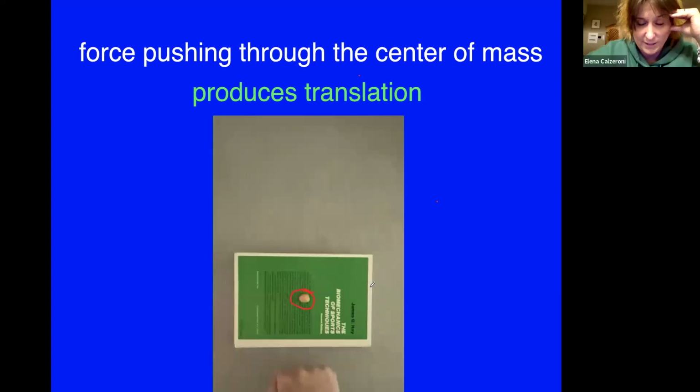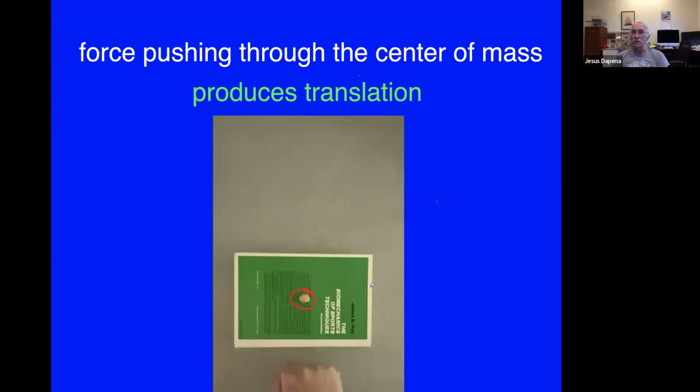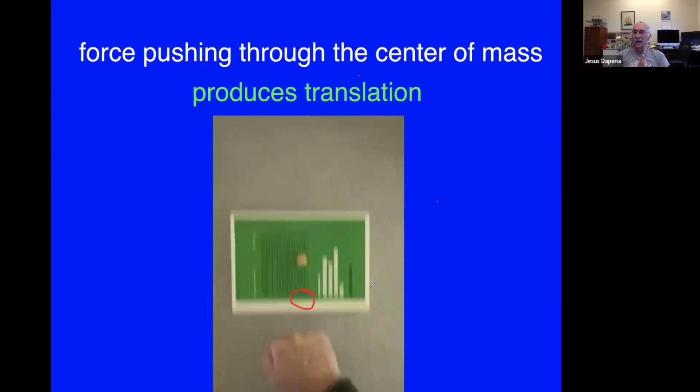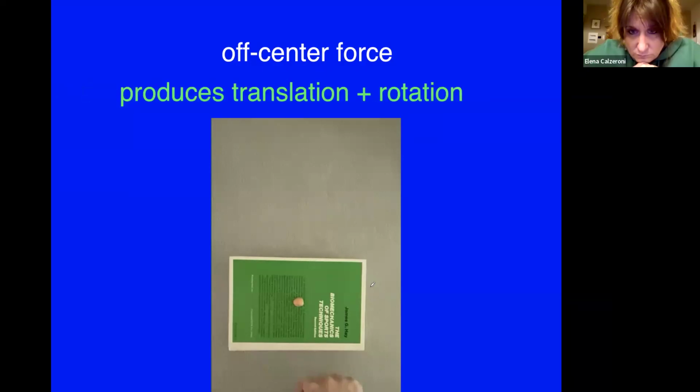Okay, so now we're going to see the second example in which I'm going to be making a force, but it's going to be made a little bit to the right. I call it an off-center force because it does not point through the center of mass. It points through the side. And what we're going to see is it's a force upward in your screen. So the center of mass is going to translate upward, but also we will see that the book will rotate around its center of mass. So this produces a translation plus a rotation.